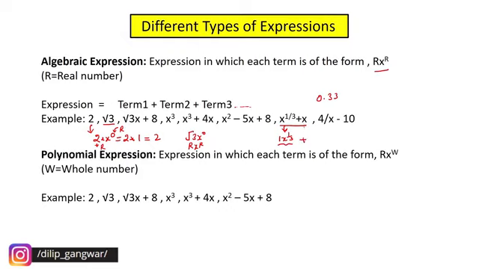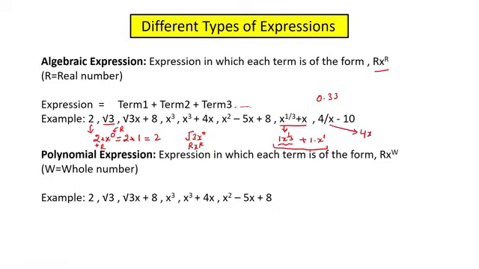Then we have plus, the next term is simple x. This can also be written as 1 x to the power 1. So again this x can be written in form of r x to the power r. As each of the term in this expression is of type r x to the power r, this complete expression is a valid algebraic expression. Likewise, this can be written as 4x to the power minus 1 and minus 10. This minus 1 is again a real number, and this 10 can be written as 10x to the power 0. So this complete expression is also a valid algebraic expression.